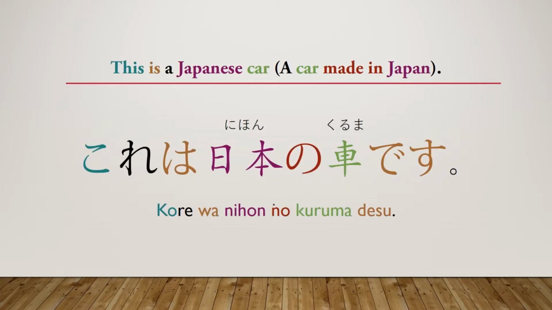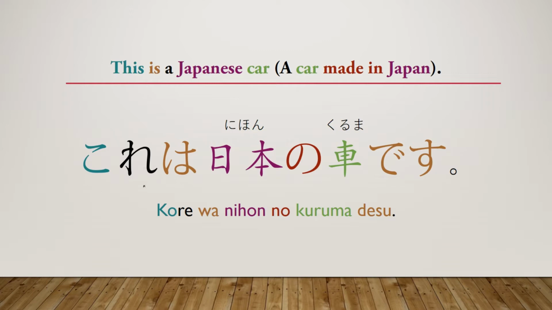Okay, so the first one is, this is a Japanese car, or a car made in Japan. That would be, kore wa Nihon no kuruma desu. Now the first thing you might notice is that I think this is the exact same sentence I used either in the last lesson or maybe the lesson before that, when I was talking about noun 1, no, noun 2 again. I went ahead and just kept the sentence because it works perfectly for explaining this part as well.